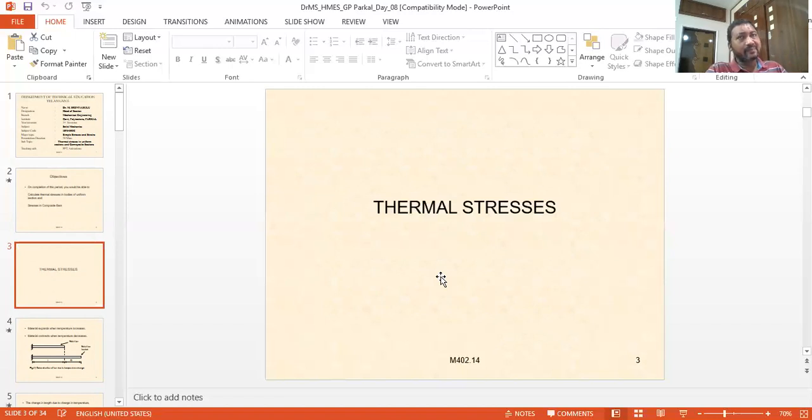Here what is happening is the length of the bar would have increased to some extent, but that increase in length or the elongation is avoided by application of some kind of forces, we can say. So to avoid or to withstand that elongation, we have to apply the compressive force. So here the ends of the bars are subjected to a compressive force.